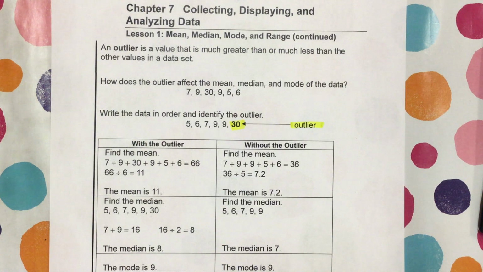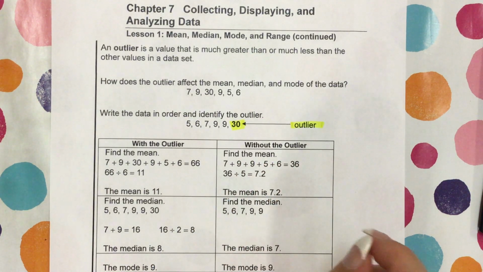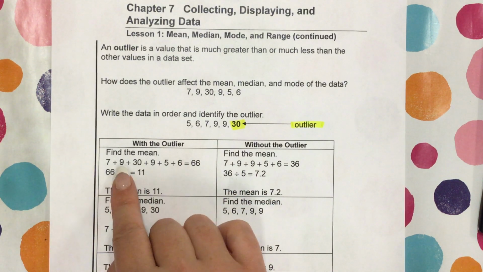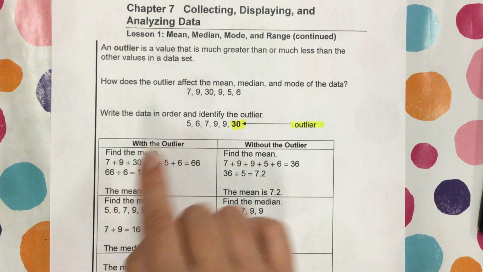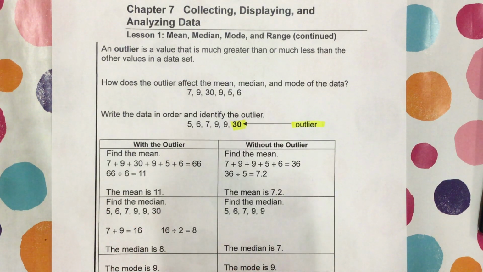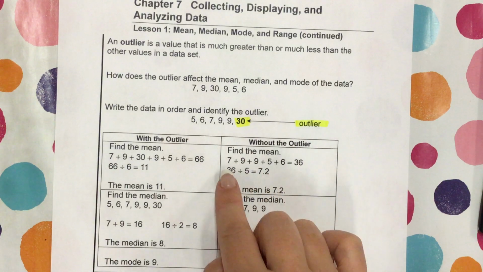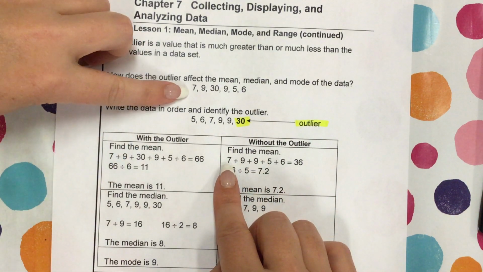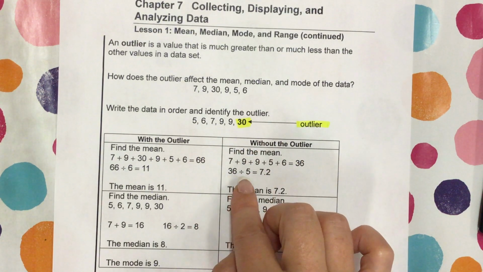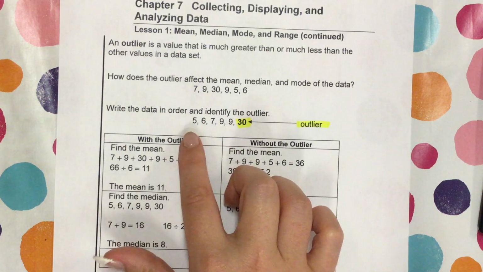So let's look at the different central tendencies when the outlier is in effect and when the outlier is not in effect. So with the outlier, if we include the outlier and we find the mean, we're going to take these values, 7 plus 9 plus 30 plus 9 plus 5 plus 6, which is 66, and then divide it by 1, 2, 3, 4, 5, 6, divided by 6, and we get 11. Okay, so the mean is 11. If we take the outlier away and we just add up the values, we'll have 7 plus 9 plus 9 plus 5 plus 6, which is 36. And then there's only going to be 1, 2, 3, 4, 5. So we go 36 divided by 5, which is equal to 7.2. So the mean is 7.2. I wonder which one of these best describes the data set.